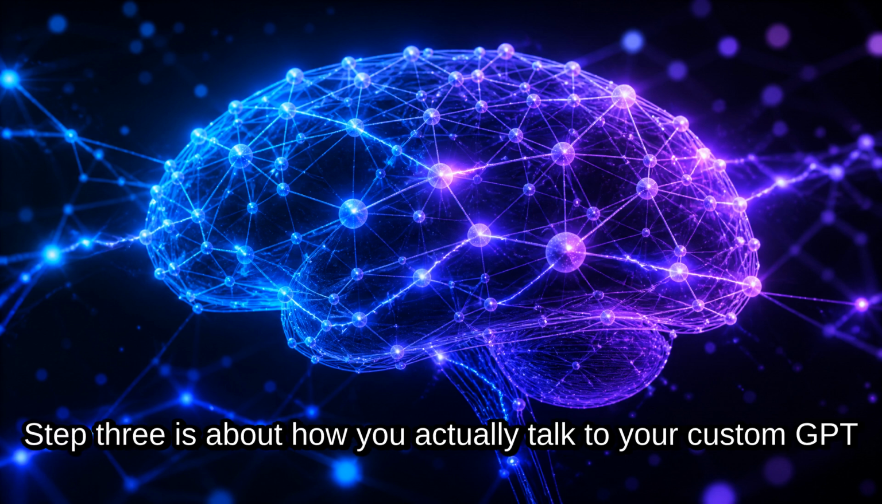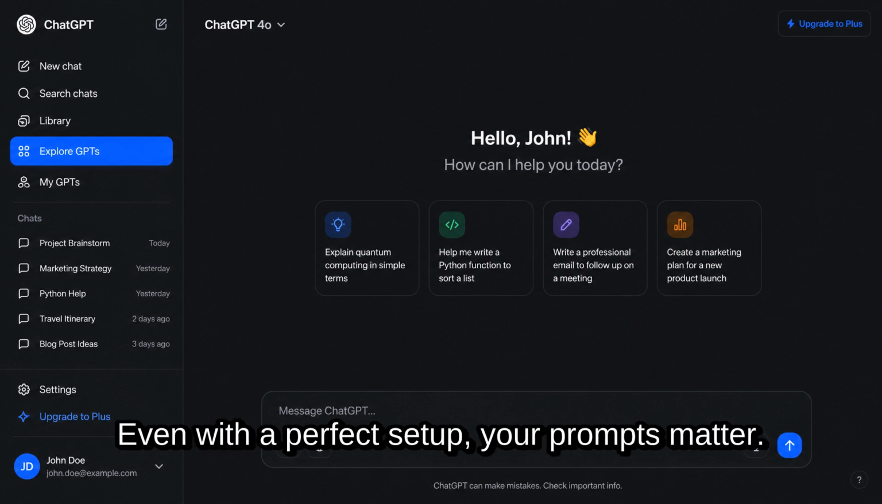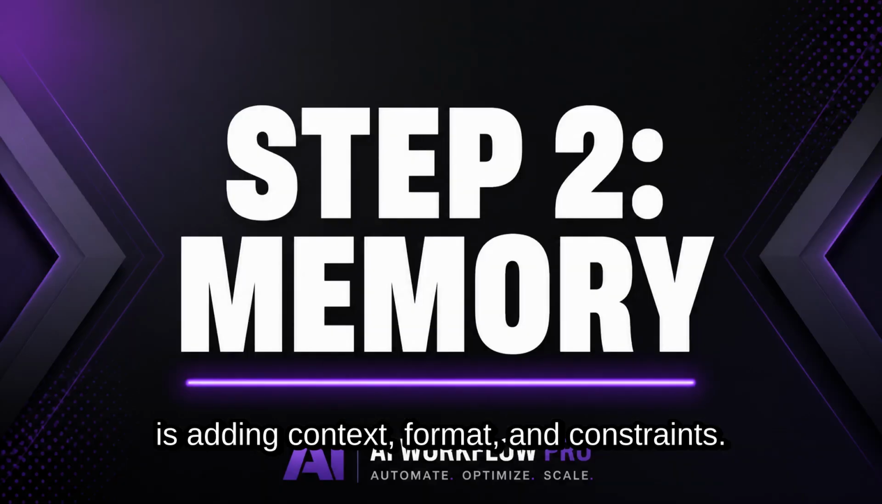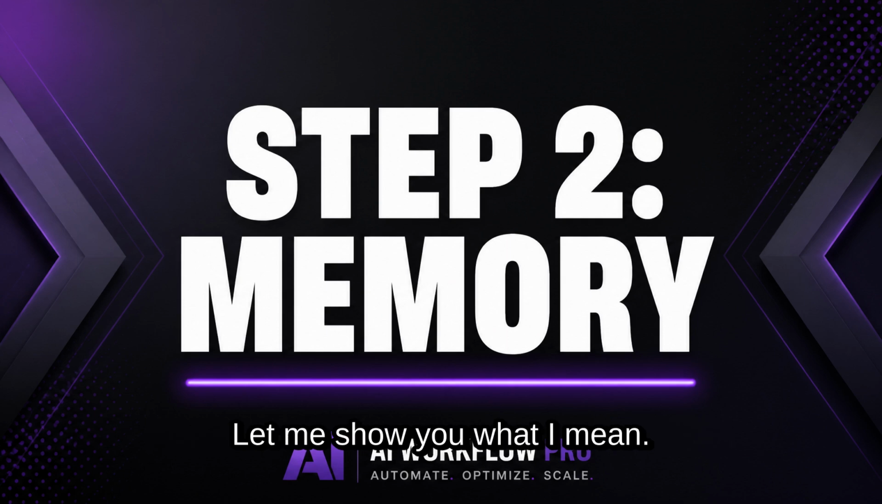Step 3 is about how you actually talk to your custom GPT to get the best results. Even with a perfect setup, your prompts matter. The single biggest upgrade you can make to your prompting is adding context, format, and constraints. Let me show you what I mean.